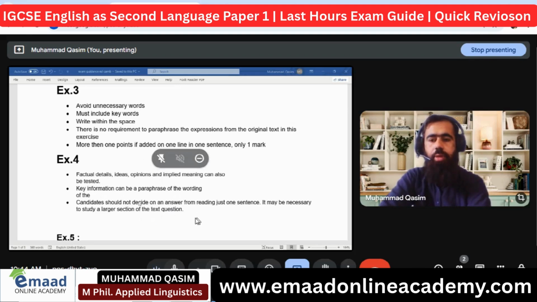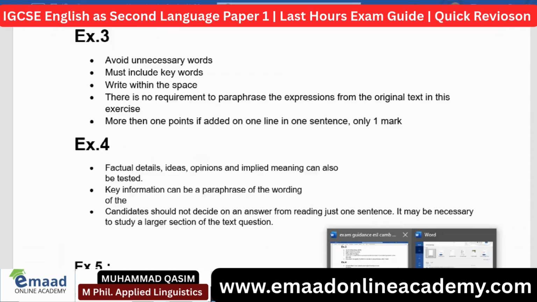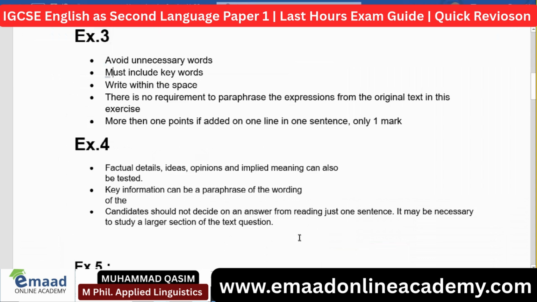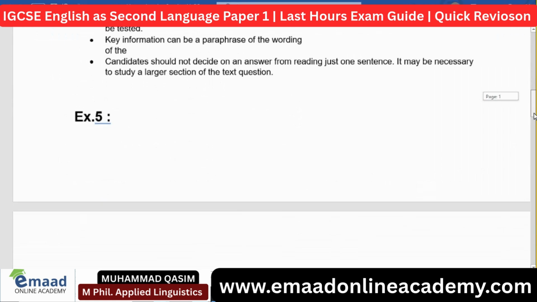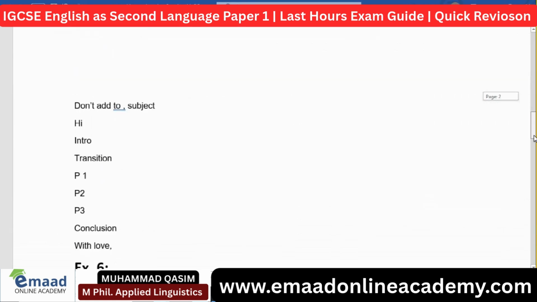So this 30 marks reading section completes here. Now let's move to the remaining 30 marks writing section. That is very important regarding your overall grade of this Paper 1 in IGCSE English as a Second Language.